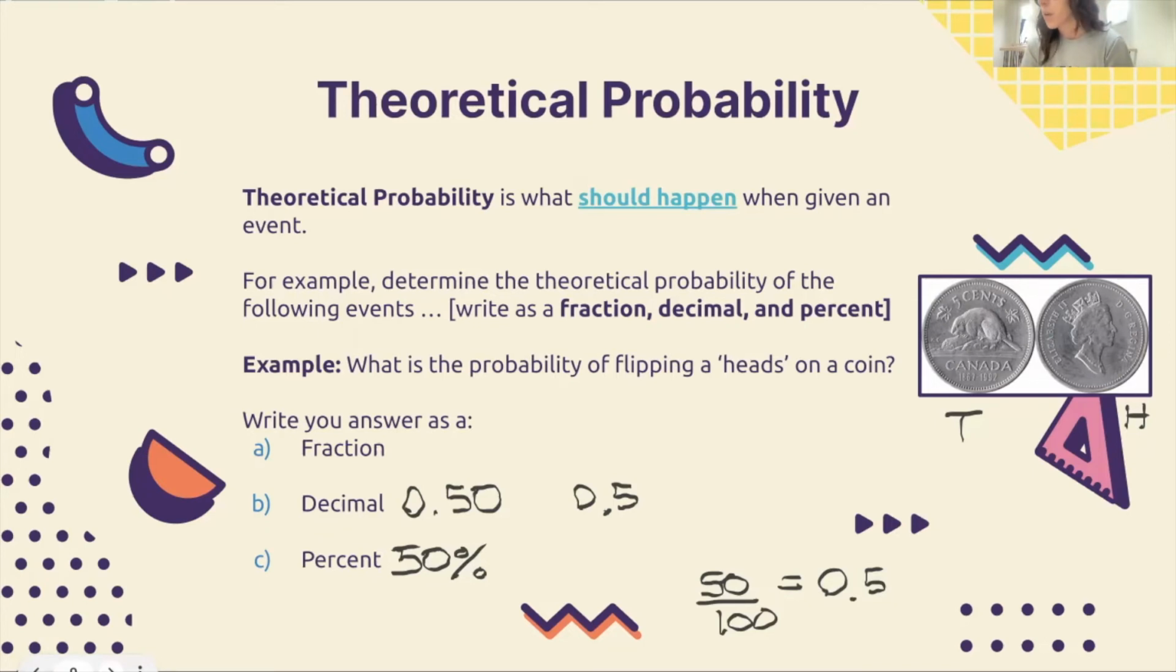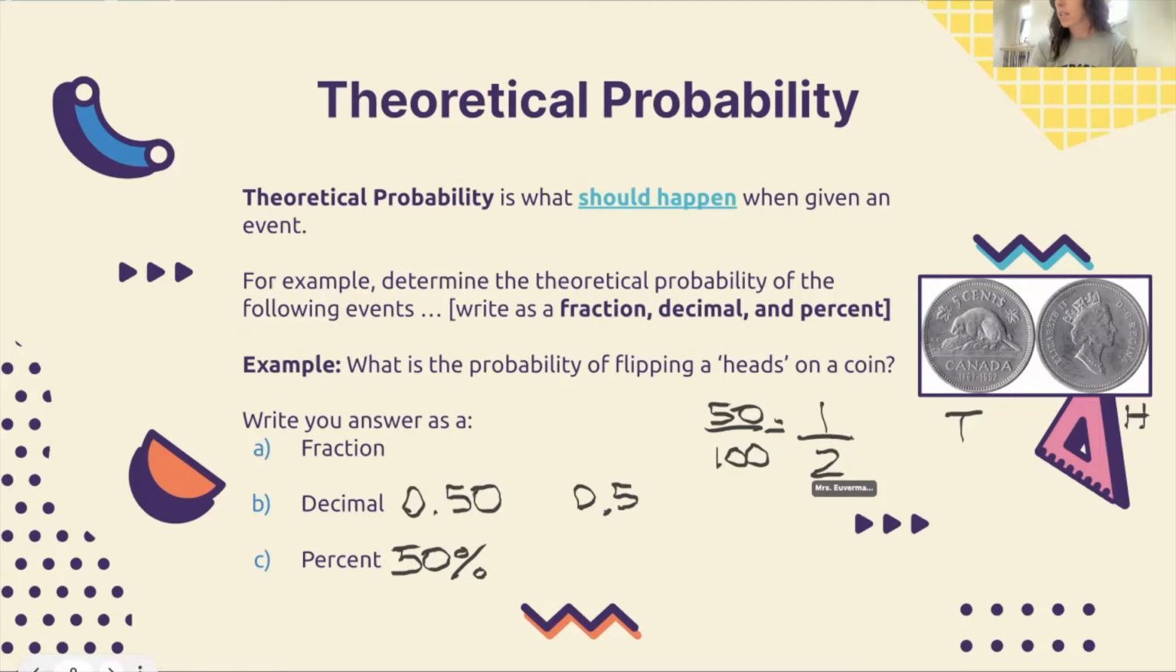Awesome job reducing, Wes. We can go ahead and write our percent as a fraction. So all percents are out of 100. So 50 out of 100 is one way to write our fraction. We could reduce that. 50 goes into 50 once, 50 goes into 100 twice. So my fraction reduced would be 1/2.